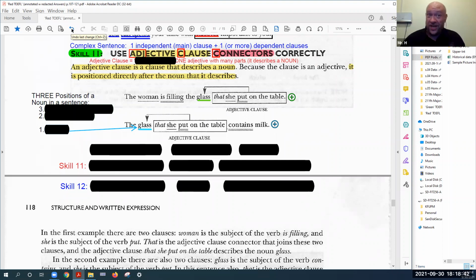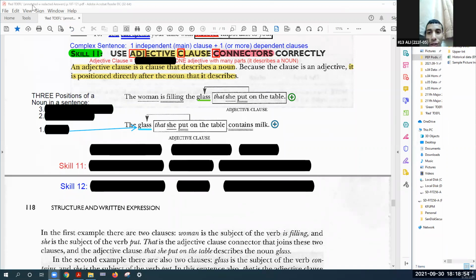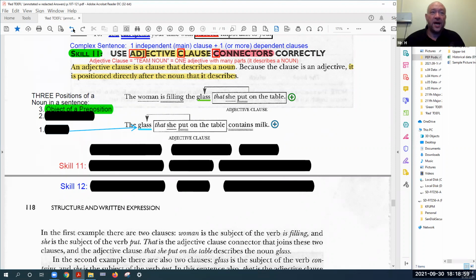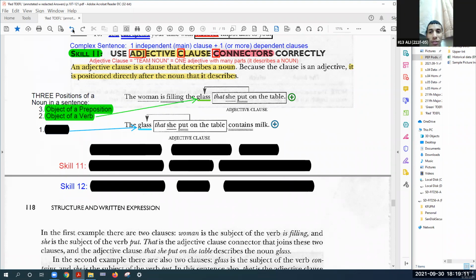So Ali, what are the three positions of a noun? Let's start with the last one. Object of a preposition. Good, that's right. So number 3, object of a preposition. What's number 2? Object of a verb. And what's number 1? The subject.